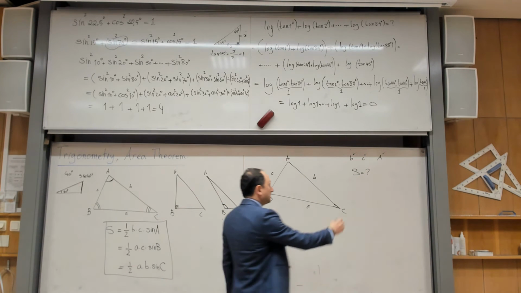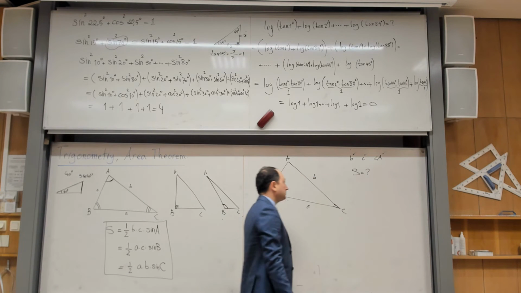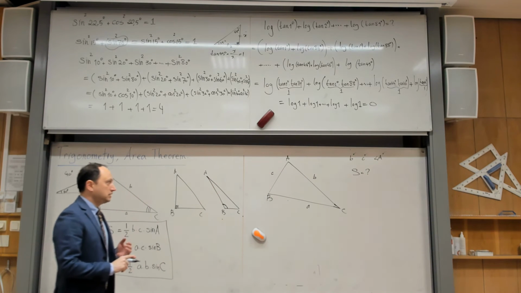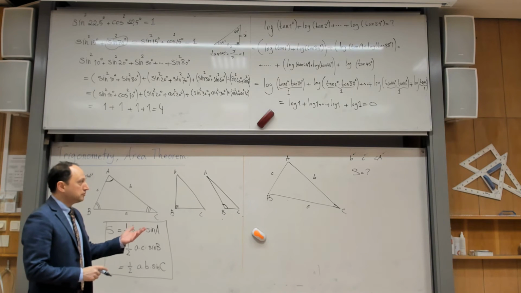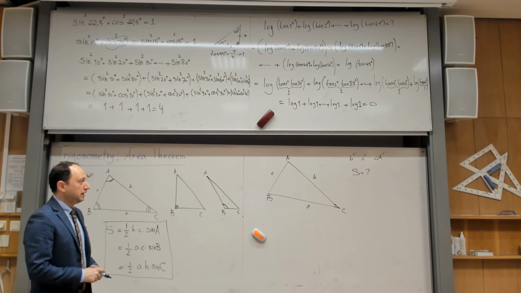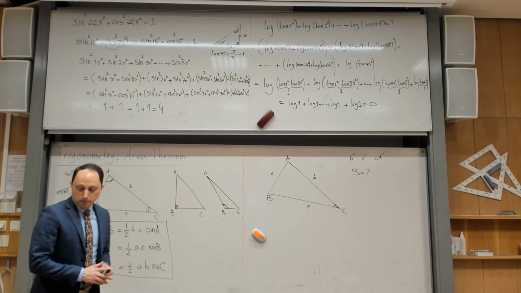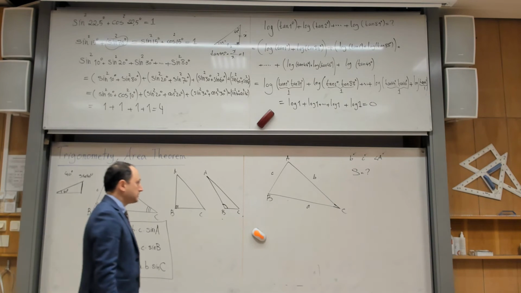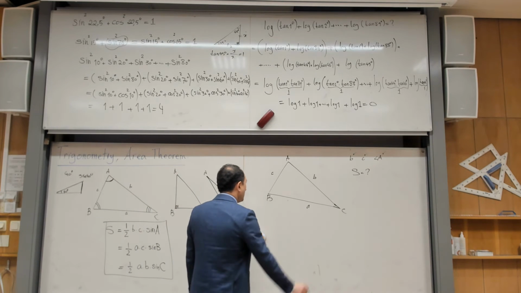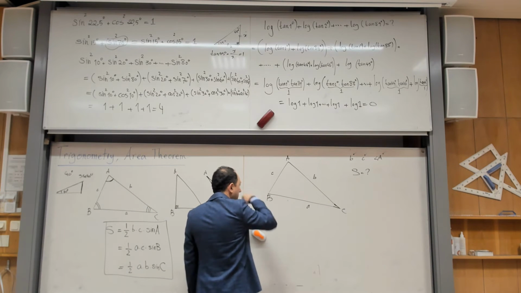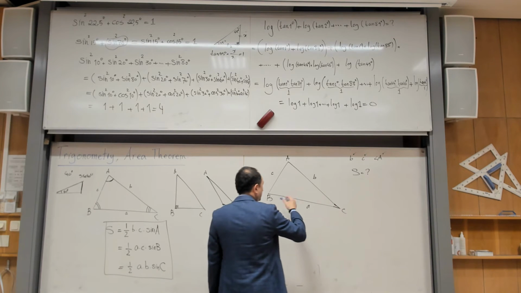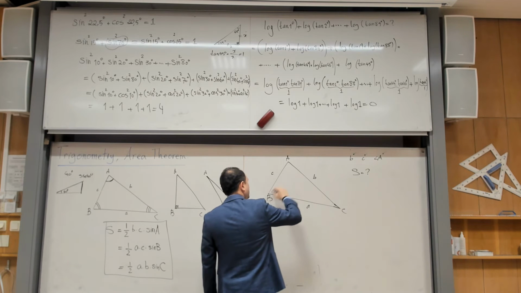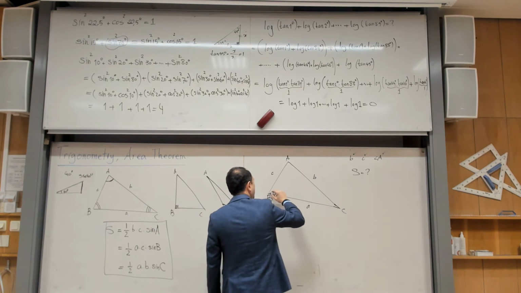So let me write this angle A in this form. I give you the size of B, the size of C, and the size of the angle A, and I ask you to calculate the area of this. Let me take this as your base and then draw this height. Let me call this one H.